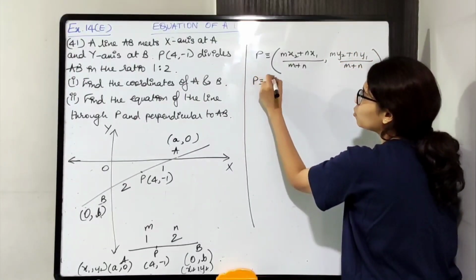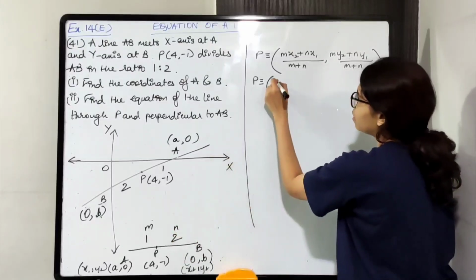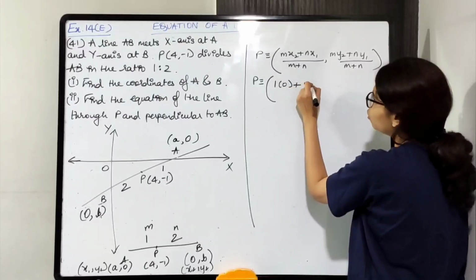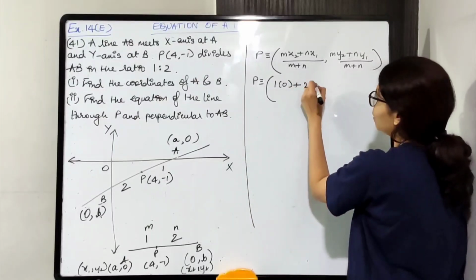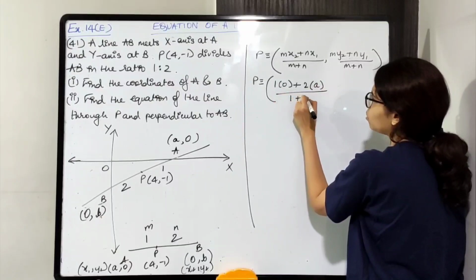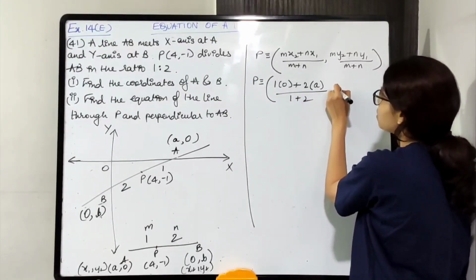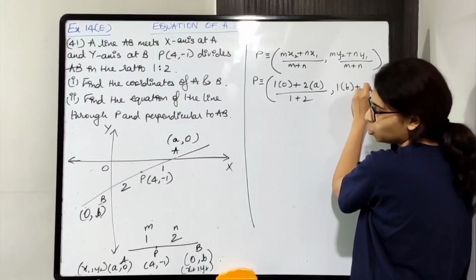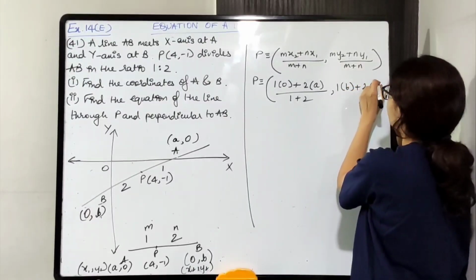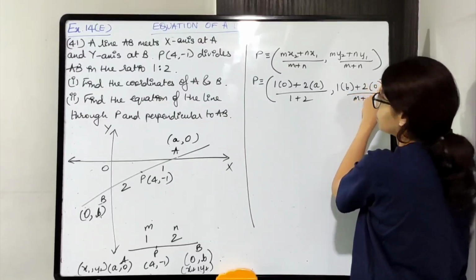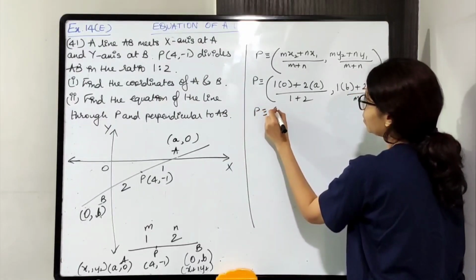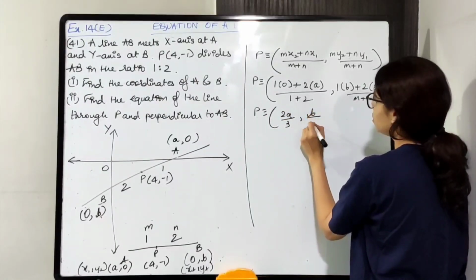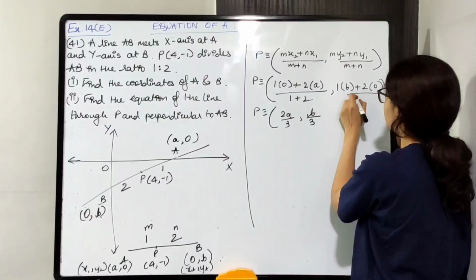Put करो values को. m is 1, x2 is 0 plus n is 2, x1 is a upon 1 plus 2. Over here m is 1, y2 is b plus n is 2 and y1 is 0 upon m plus n. So on solving you will get 2a upon 3 comma b upon 3. m plus n is 1 plus 2, sorry, so 3.